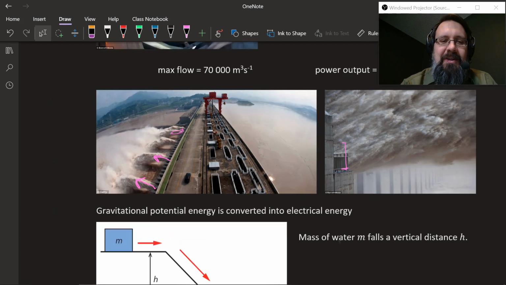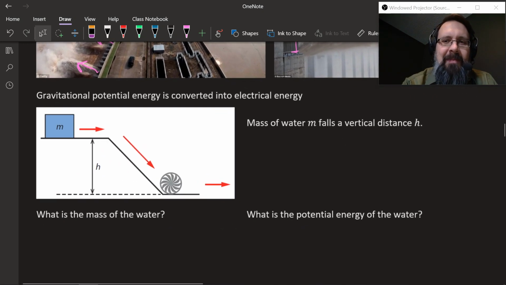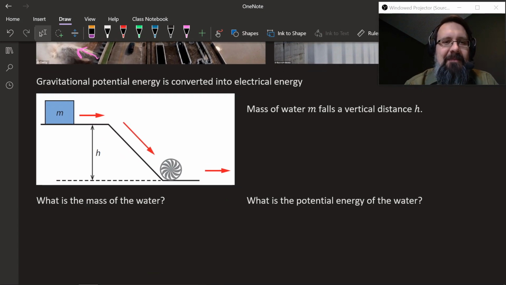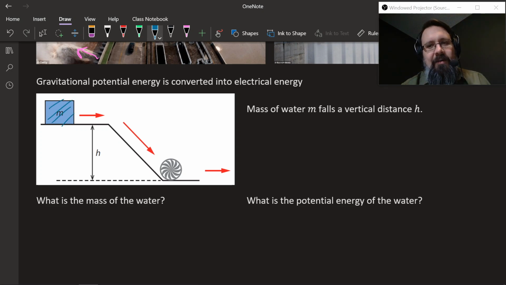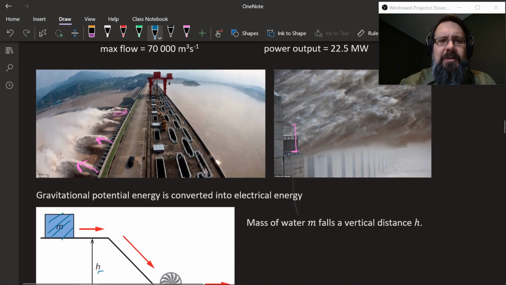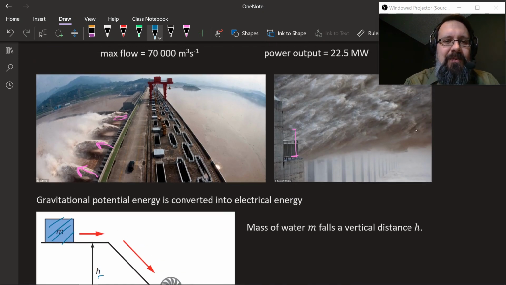So we'll look at this as our mathematical model. We'll say that we have some mass of water up here, and we're going to let that mass of water fall through this distance h, and we'll take that gravitational potential energy and convert it into electricity. Now, it's not going to be a perfect conversion, but generally these hydroelectric plants operate at around 90% efficiency. I think the Three Gorges Dam is like 93%. So it's pretty good efficiency as far as we're concerned.